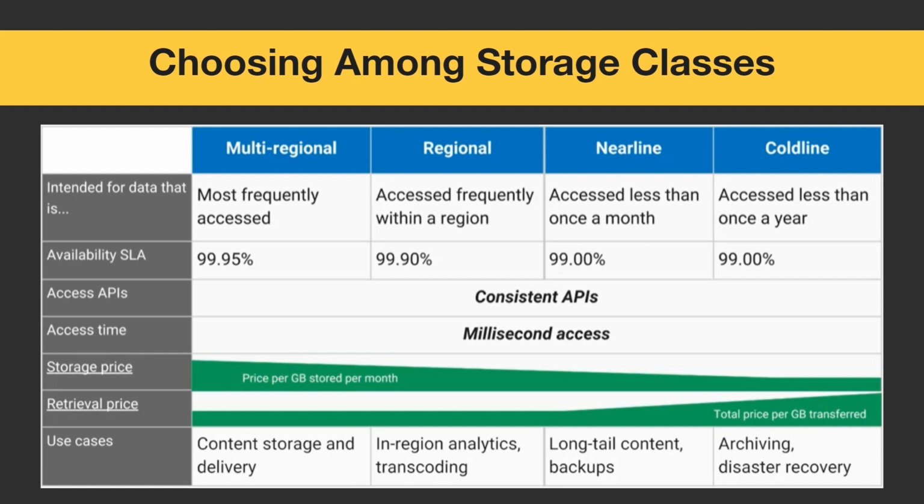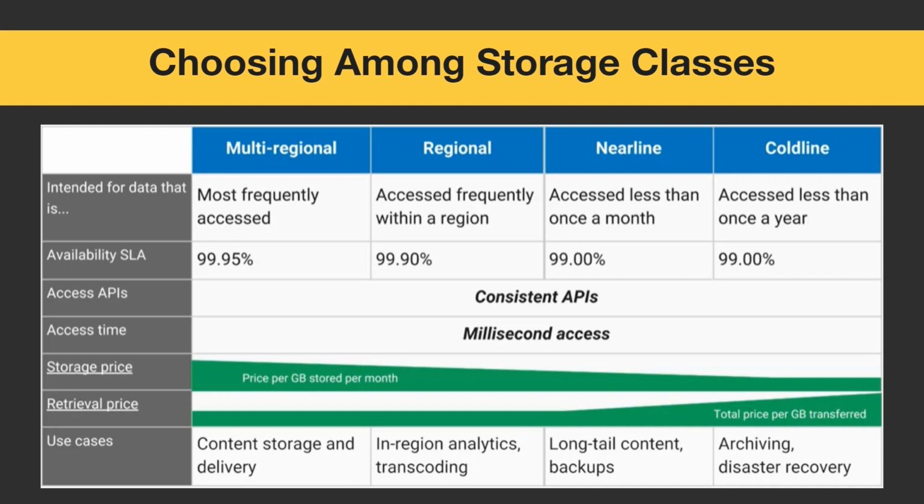Now let's discuss in detail which cloud storage class is good for me. Start with the multi-region storage class, which is for the most frequently accessed data. Why multi-region? Because your data will be stored in multiple data centers in multiple regions, not a single region. The availability SLA is 99.95. Storage price per GB per month is high compared with other storage classes.